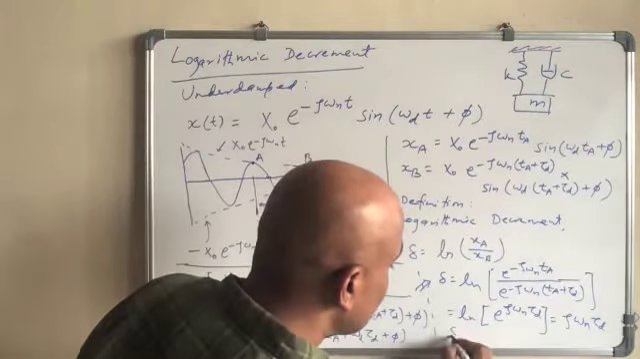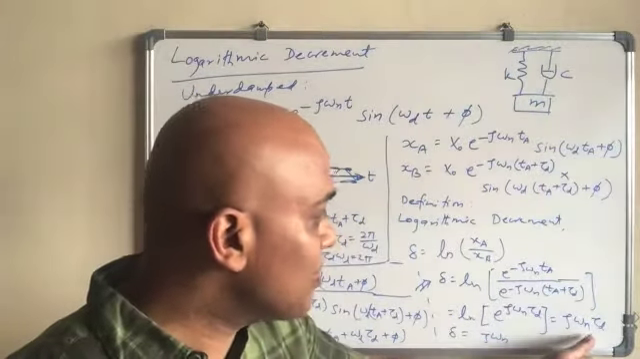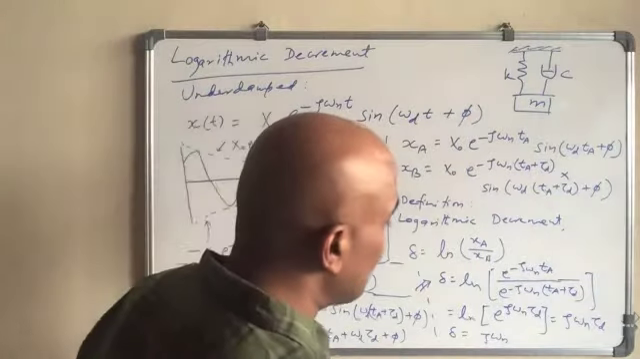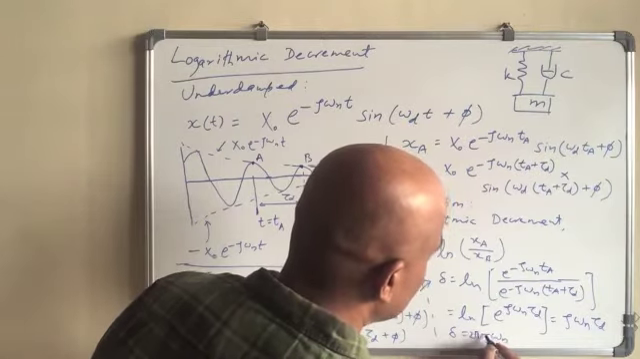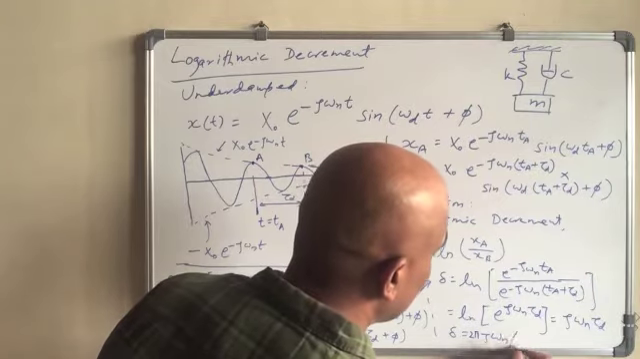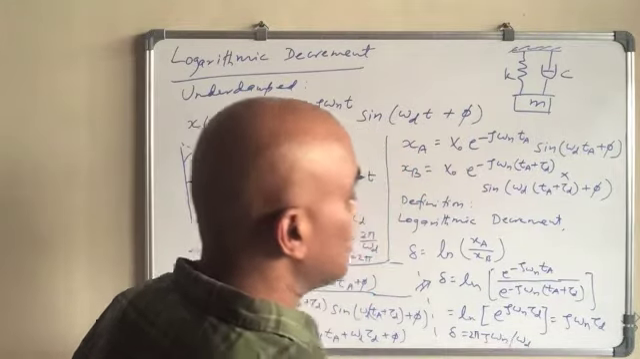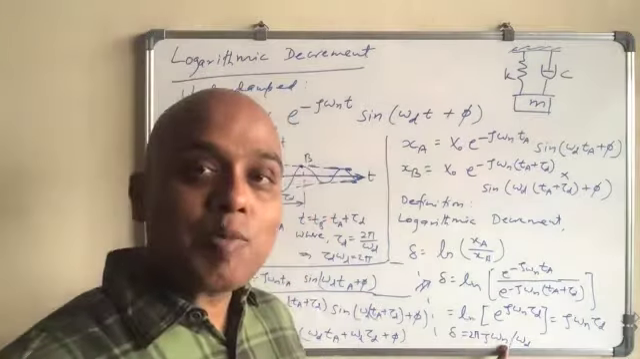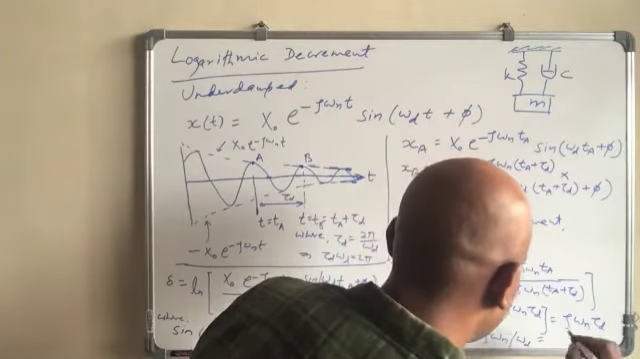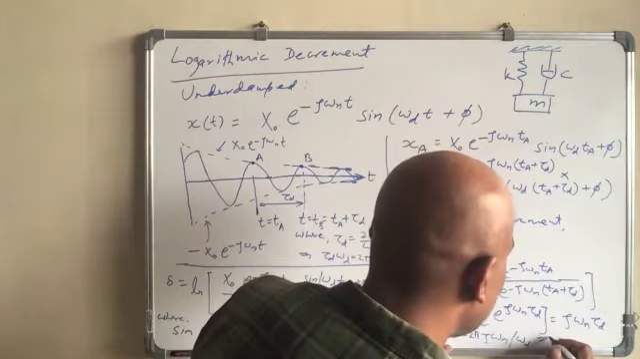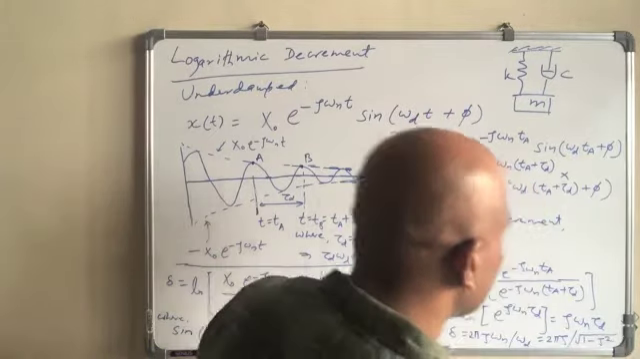So delta is simply equal to zeta omega_n tau_d, and what is the value of tau_d? Tau_d is 2 pi over omega_d, so delta will be 2 pi zeta omega_n over omega_d. But omega_n over omega_d is what? It is 1 over root under 1 minus zeta square. So this will be 2 pi zeta divided by root under 1 minus zeta square, simply, right?